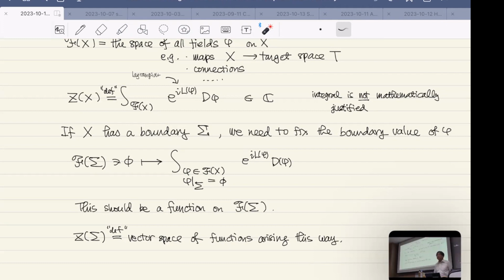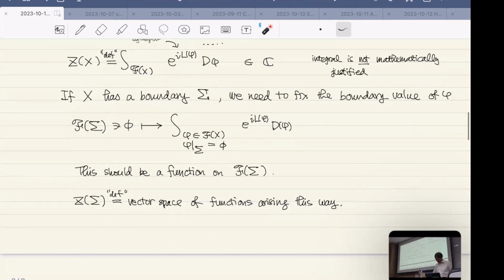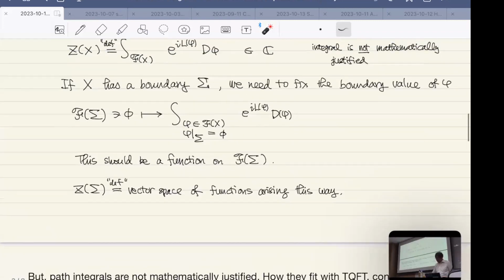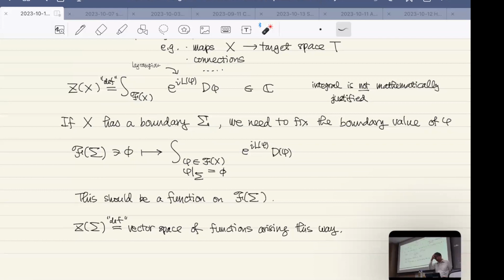Any questions? Okay. As I said, this integral is an integral over an infinite dimensional manifold, and in general you don't have this measure. So this is ill-defined, but it gives some motivation.